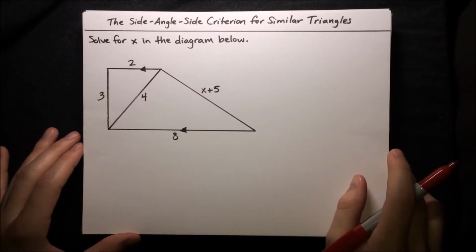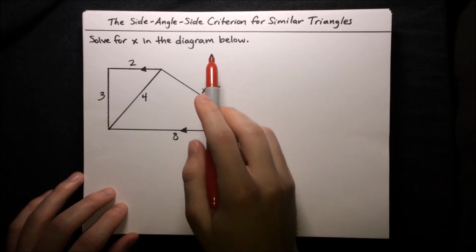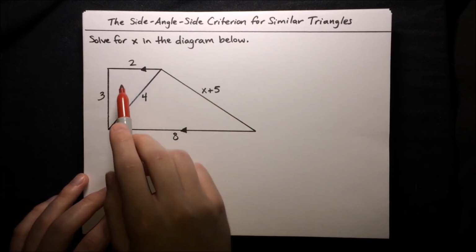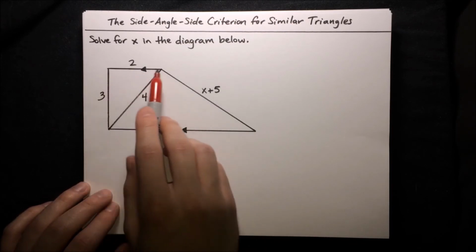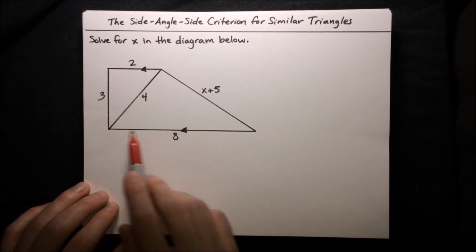Alright, so here's a problem. I want to solve for x in this diagram below. This diagram really just consists of two triangles, and there are also some parallel lines here. This top line segment here is parallel to this bottom line segment there.